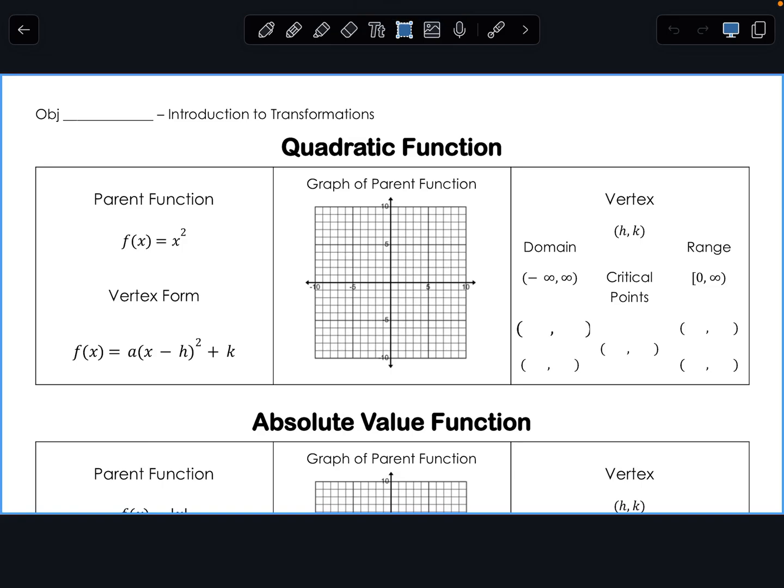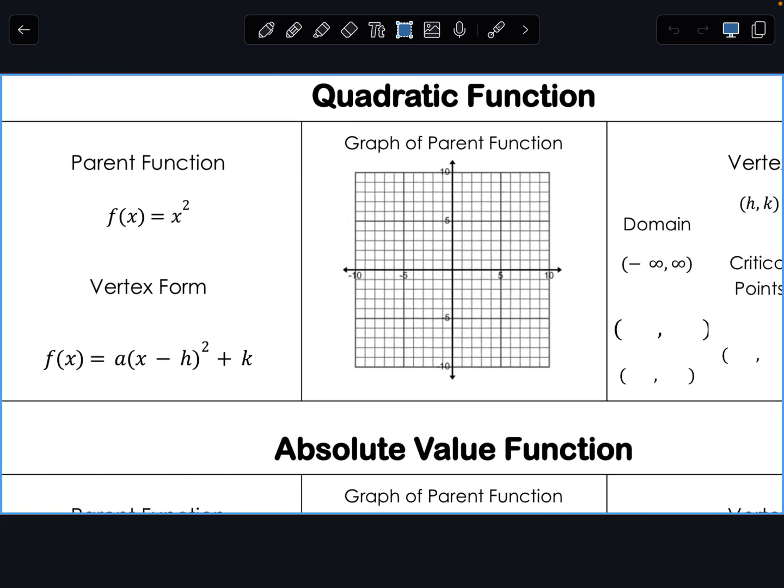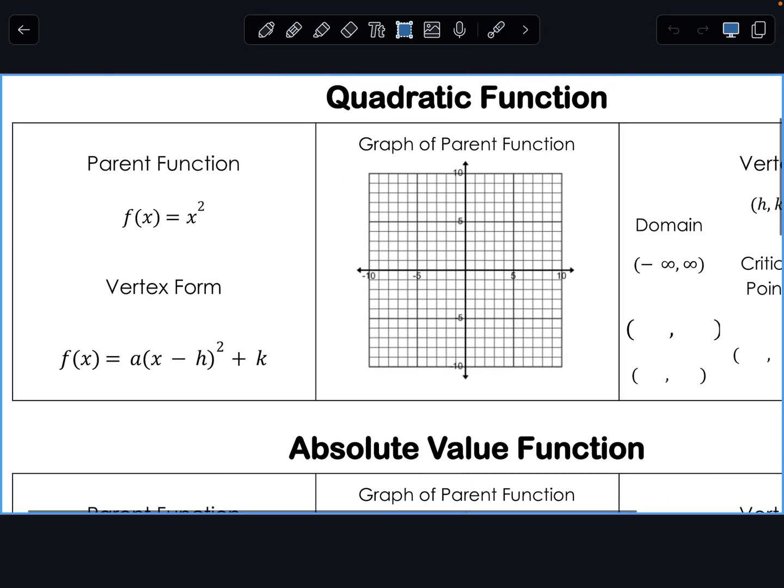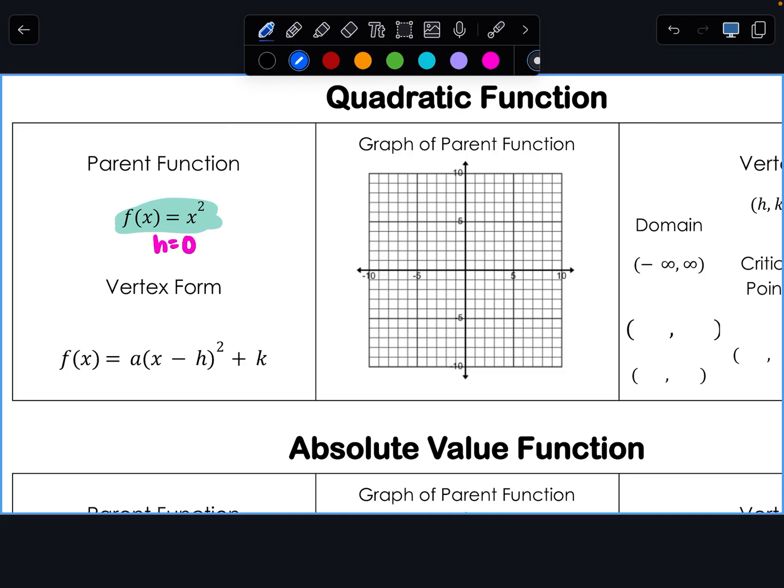Transformations of quadratic and absolute value functions. So first we need to talk about the parent function, which is the starting point of any transformation. The parent function equation is f of x equals x squared. In this case, the vertex would be at 0, 0, because h would be 0 and k would be 0.